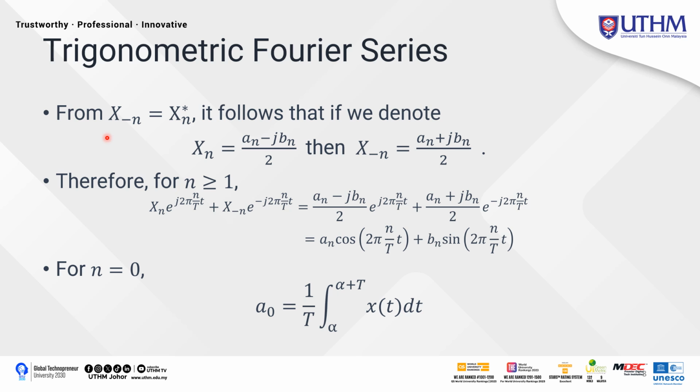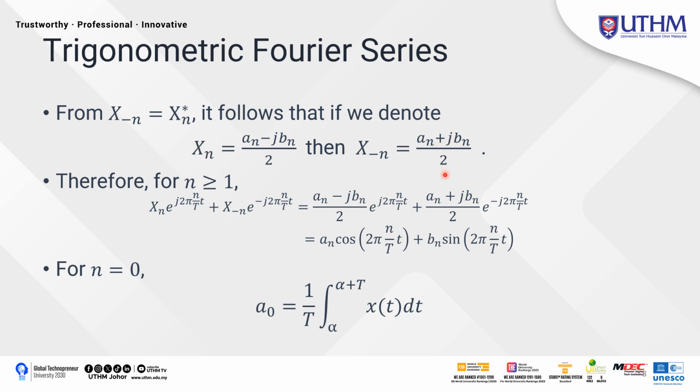From the previous slide, we know that x negative n equals the conjugate of xn. So let's say if xn equals an minus j bn over 2, then x negative n equals an plus j bn over 2. So conjugate means if the sign in xn is negative, then in x negative n it should be positive.